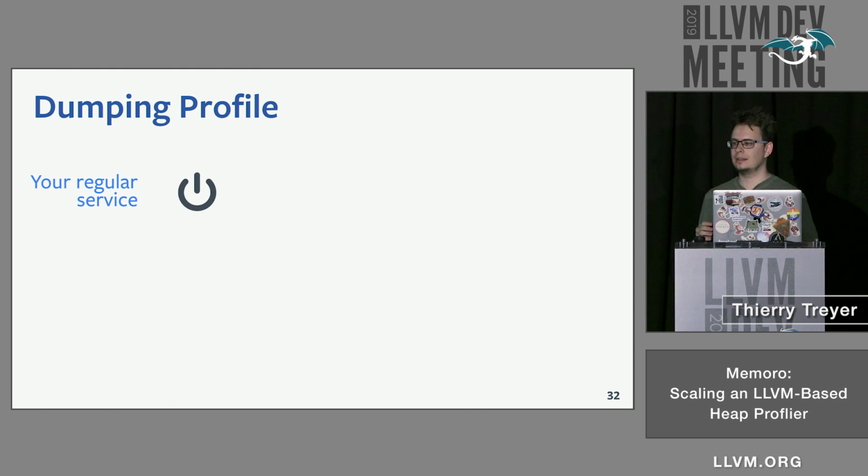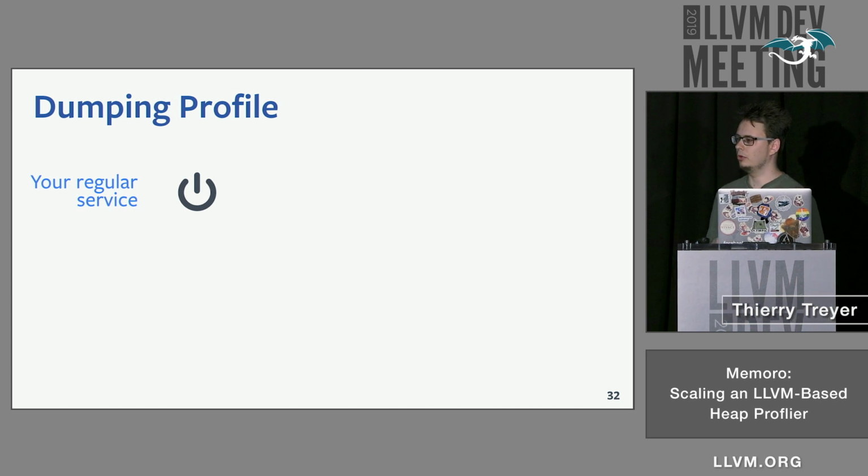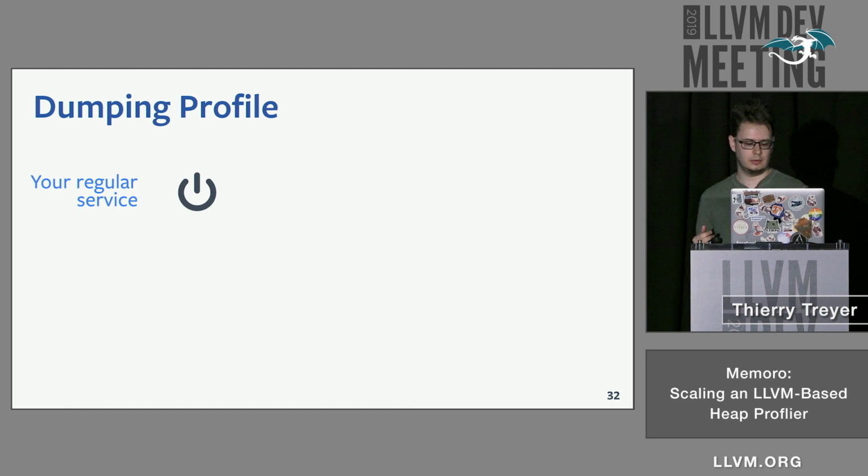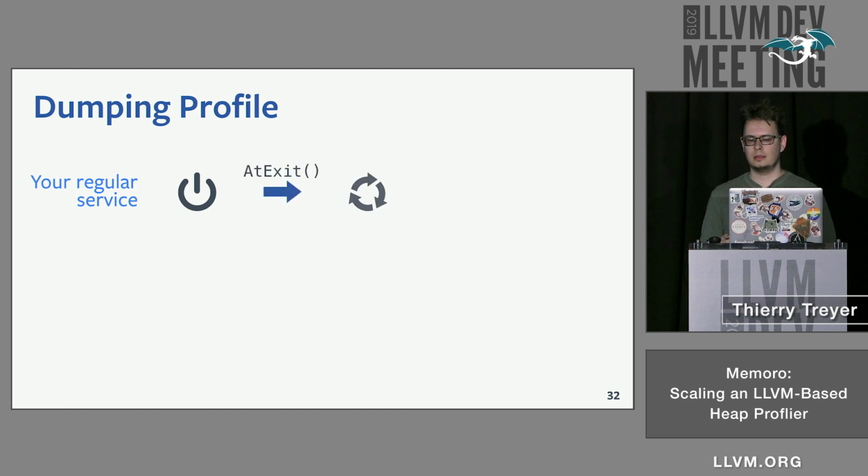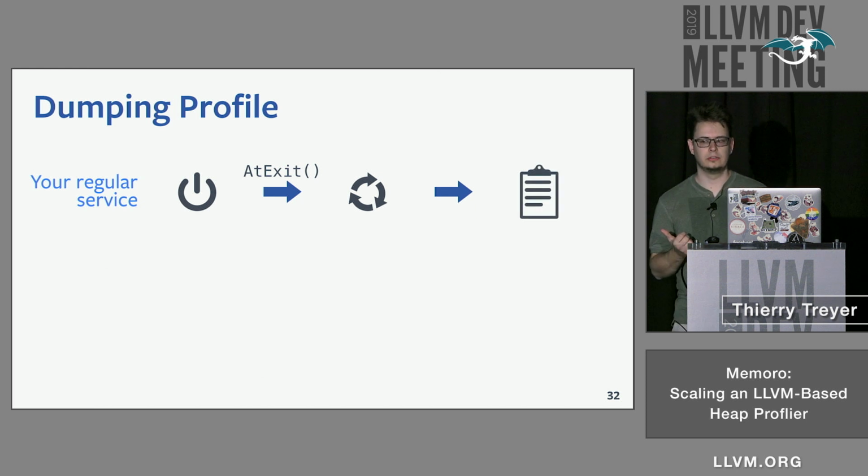So what happens is at the end of the program, when it shuts down, typically when your program shuts down, it calls our callback at exit, and we can start collecting the remaining allocations. We can start symbolizing the data collected and dump the file that you can then feed to the visualizer.